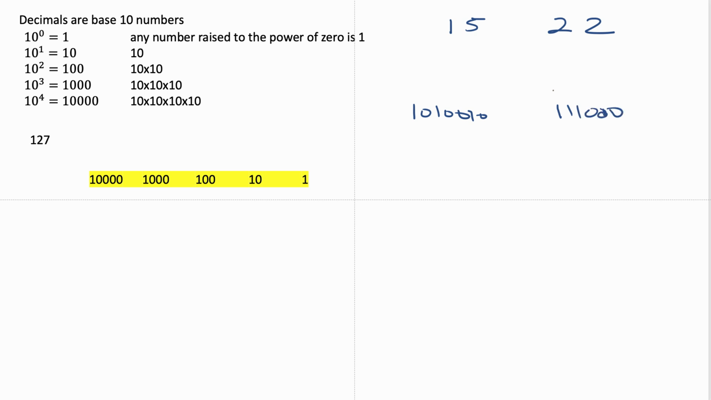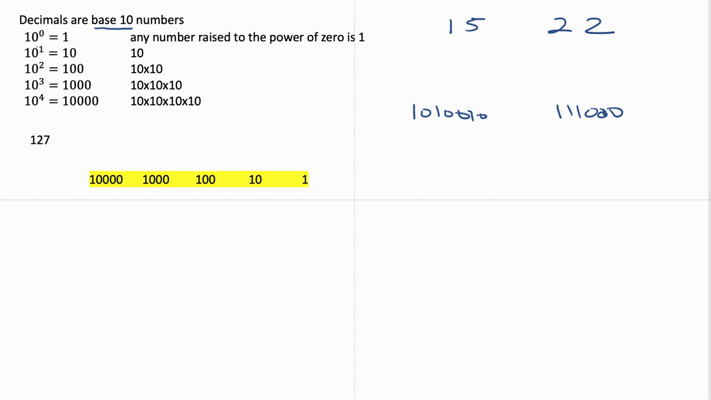We should say decimal numbers are base 10 numbers. If I write here 10 to the 0 is equal to 1. Any number raised to the power of 0 is 1. So 2 to the 0, that's 1. 3 to the 0, that's 1. 100 to the 0, that's 1.